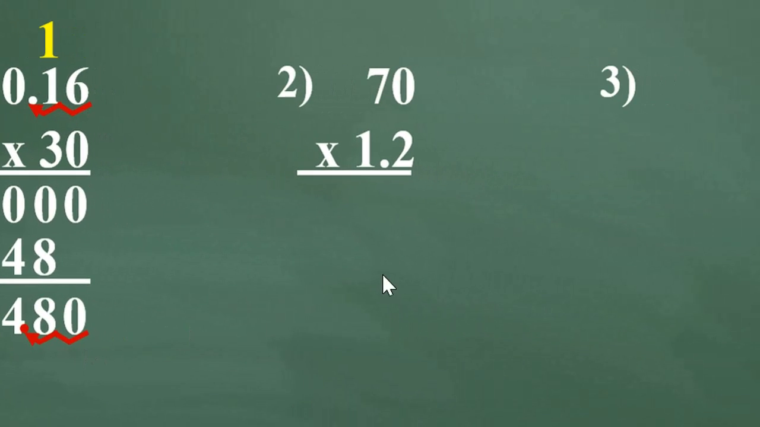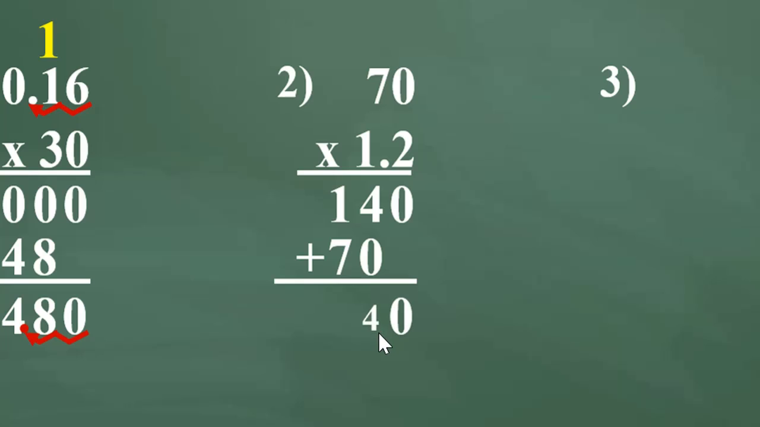How about for number 2? Write the number vertically, then multiply just like multiplying whole numbers. 2 times 0 is equals to 0. 2 times 7 is equals to 14. Next, 1 times 0 is equals to 0. 1 times 7 is equals to 7. Then add 0, 4, then 1 plus 7 is equals to 8. Then count how many decimal places on our given. There is 1 decimal place. So move 1 decimal place to the left. So our answer will be 84.